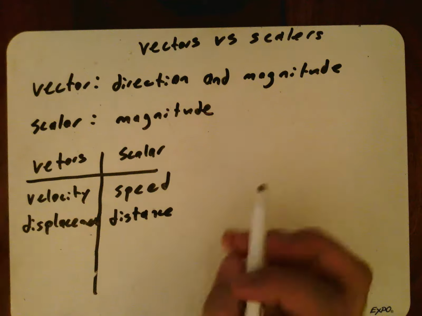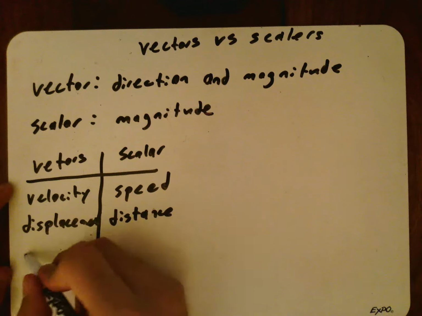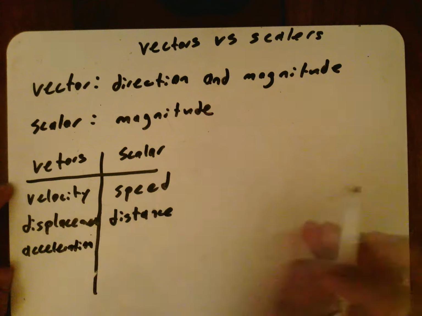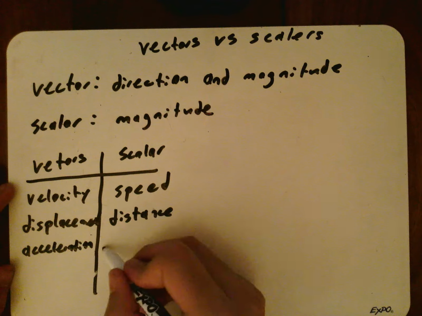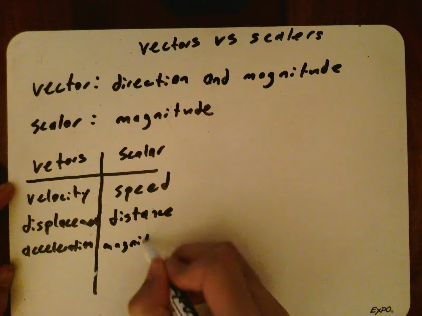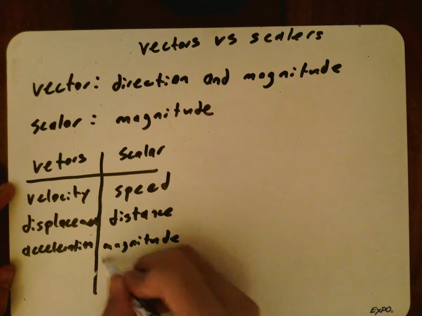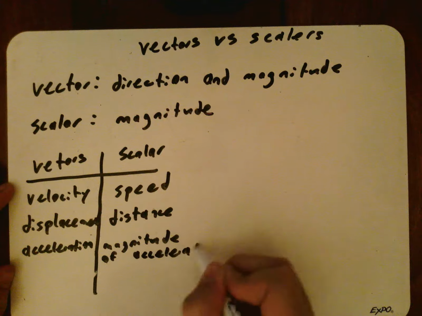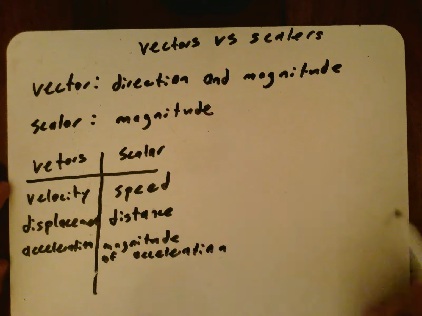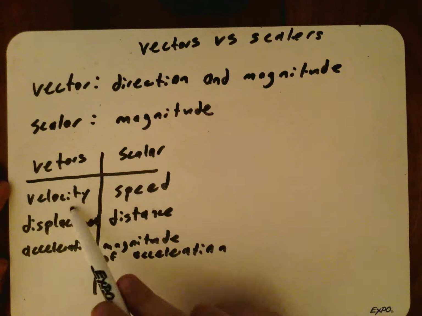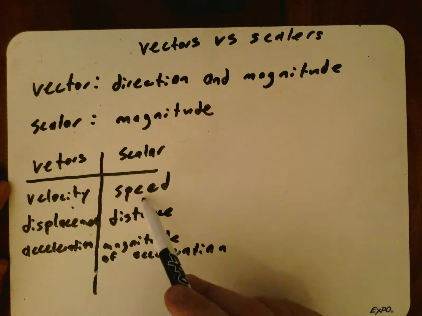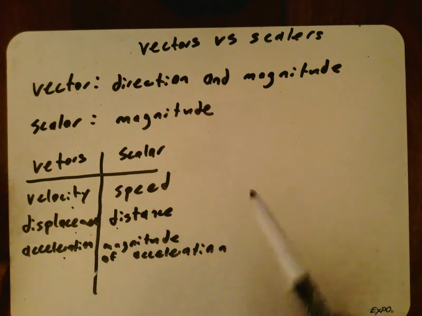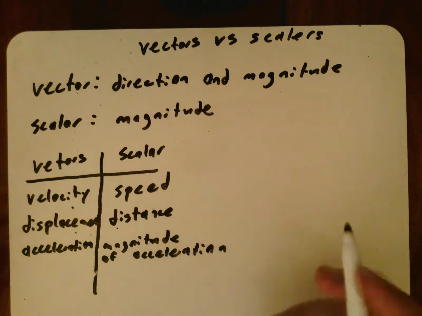Okay, so our other vector is acceleration. Okay, the scalar of that is just called the magnitude of the acceleration. There's no fancy name for that. So a vector quantity, velocity, has a scalar part of speed. The displacement has a scalar of distance, and our acceleration has a scalar of magnitude of acceleration.